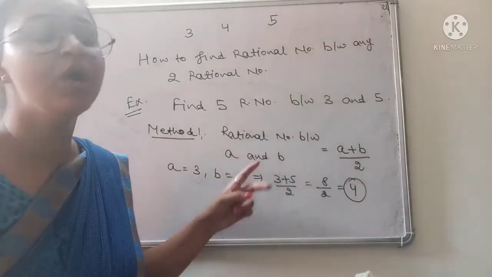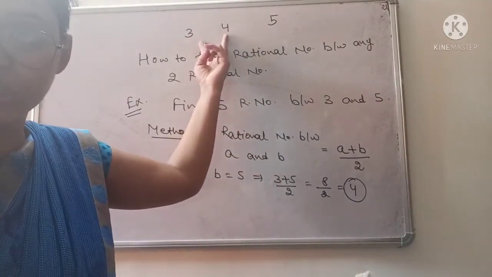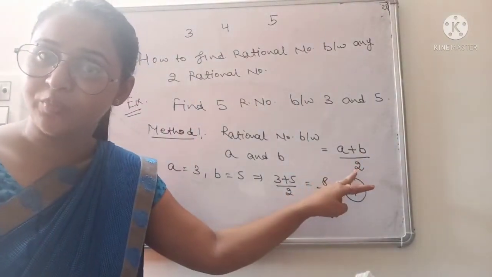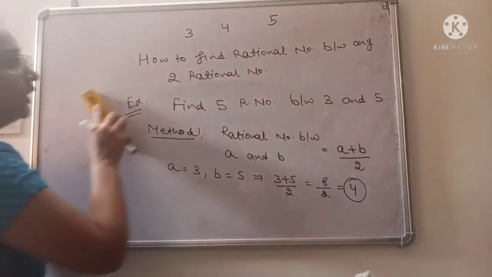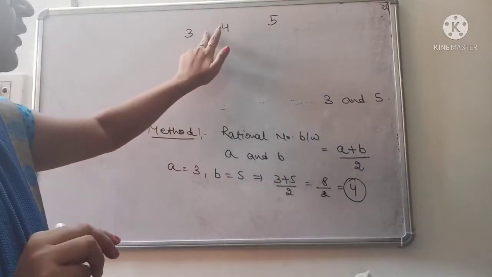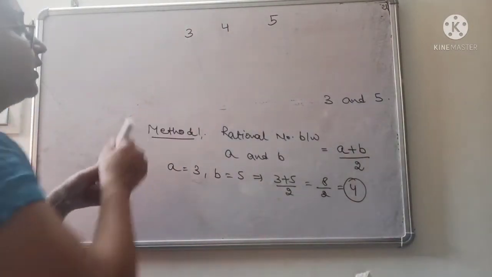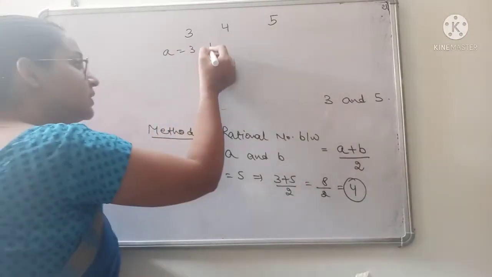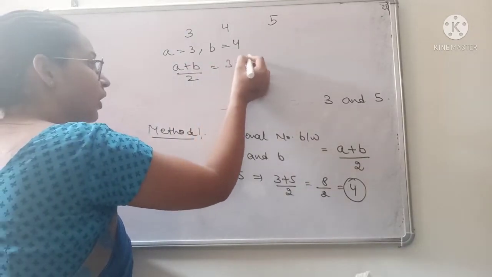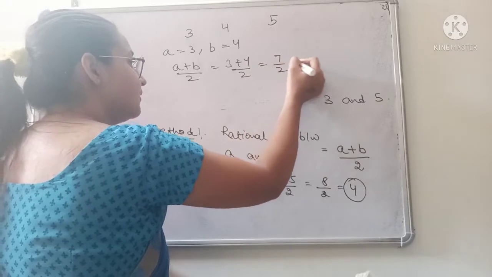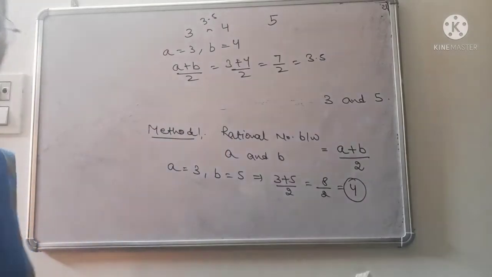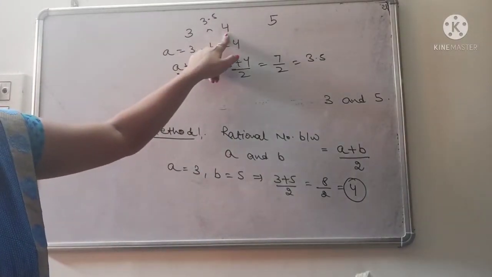Now next, what will we do? Now we will take these rational numbers and we will apply the formula again, that is (a plus b) upon 2. But this time what will we take? We will take between 3 and 4, which means a is equal to 3 and b is equal to 4. So (a plus b) upon 2 means (3 plus 4) upon 2, 7 upon 2, which is 3.5, and yes, 3.5 lies between 3 and 4. So 1, 2, two rational numbers we are able to find.